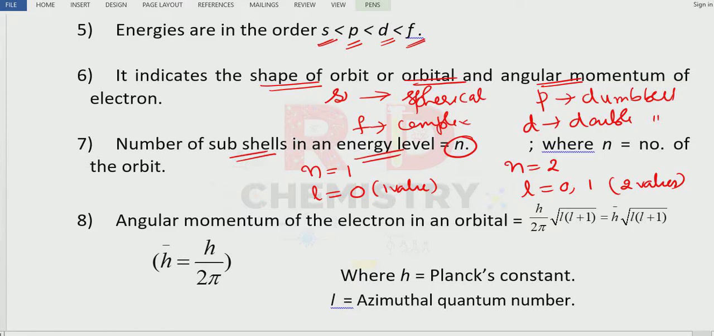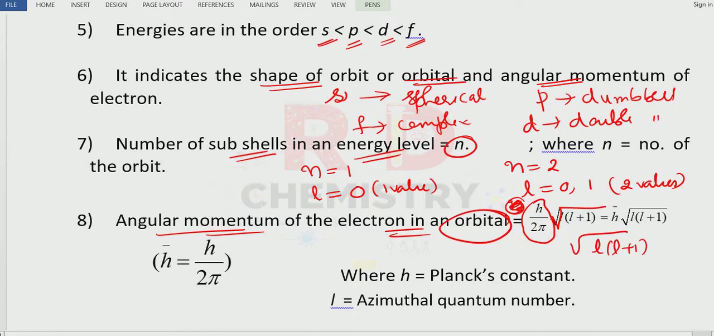Angular momentum of the electron in the orbital is given by the formula h by 2 pi. Previously we had n into h by 2 pi. Now that n is replaced by square root of L into L plus 1. L stands for the azimuthal quantum number, or you can also write it by this sign. We can see h and a bar here. This h bar represents h by 2 pi. So this is the short form for that, where h is Planck's constant and L is the azimuthal quantum number. Clear?